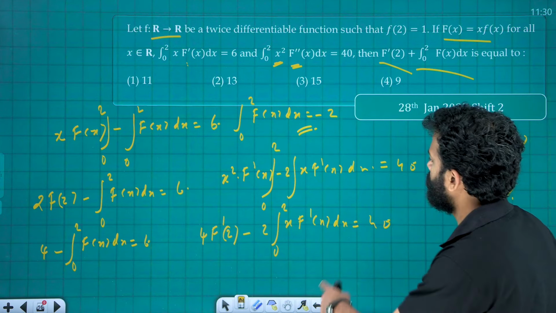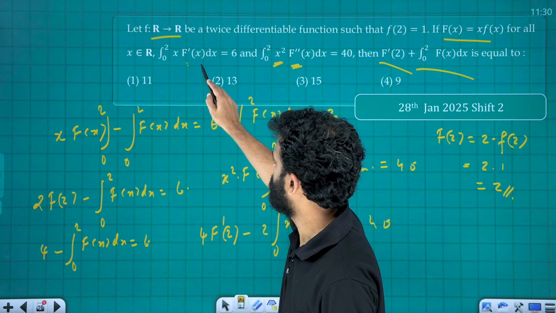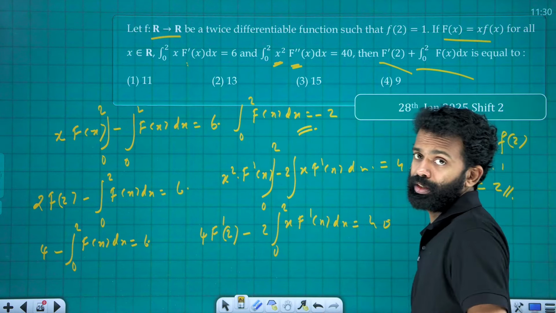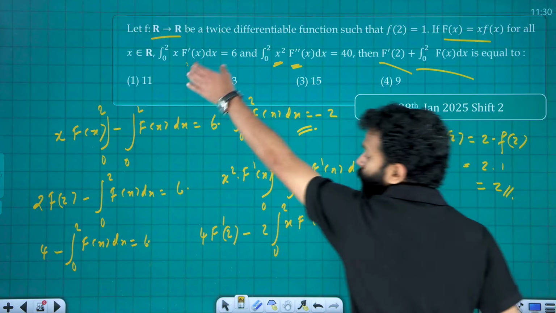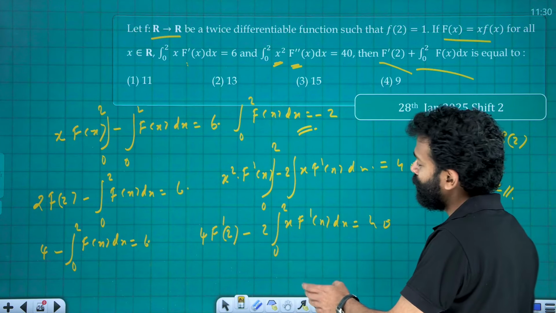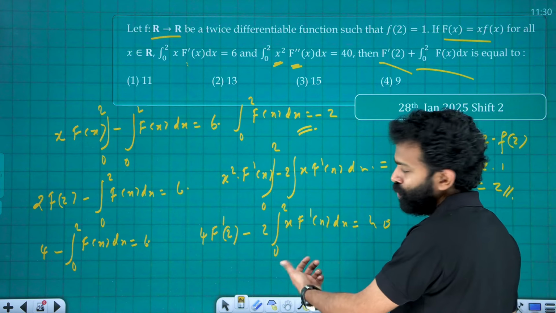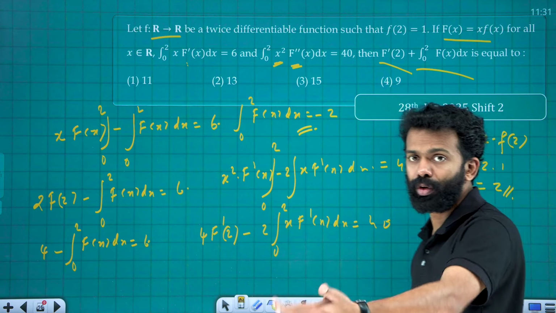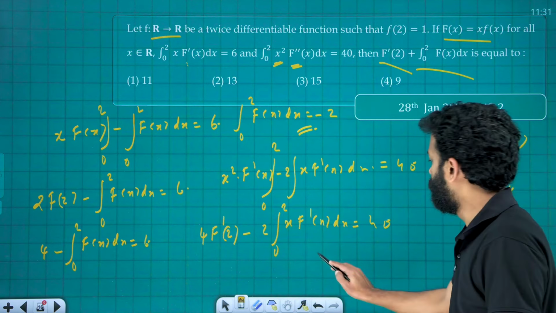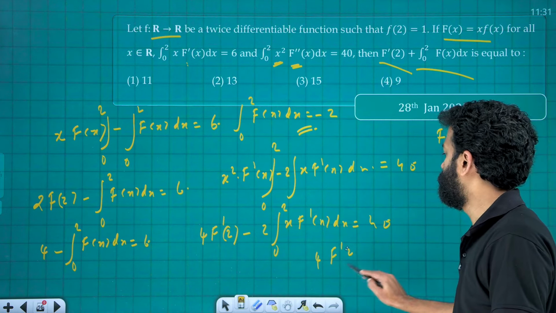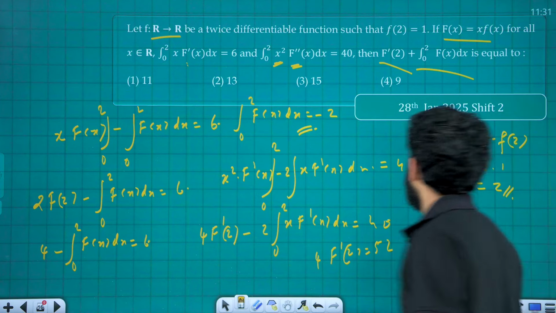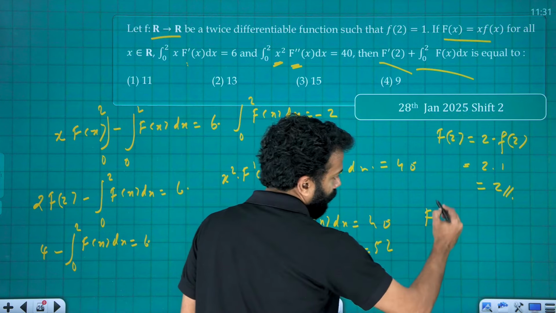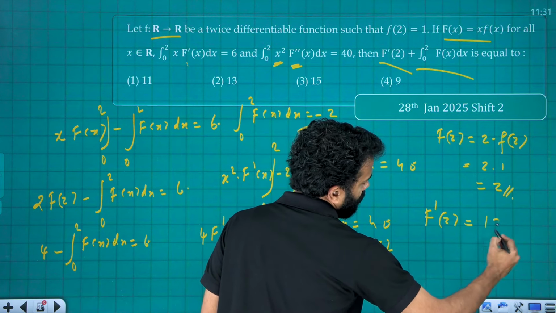And what is the value of this one? The integral from 0 to 2 of x into f dash of x dx, that is 6, right? Therefore, this becomes 6 into minus 2, that is minus 12. We can substitute the value directly over here, right? It's a very good question actually. And if minus 12 goes there, it becomes plus 12. And what is 40 plus 12? That is 52. Therefore, 4 into f dash of 2 is equal to 52. Then f dash of 2 will be 13.